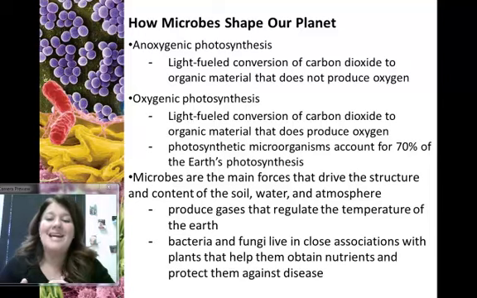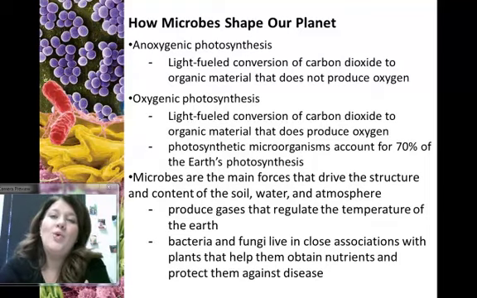Still to this day, photosynthetic microorganisms account for around 70% of the Earth's photosynthesis. So about 70% of our oxygen that is a product of photosynthesis comes from microorganisms. It's mainly things like algae in the oceans. That's why we very often caution people against polluting the oceans, because when those algae begin to die, that's when we're going to see a lot of oxygen depletion.